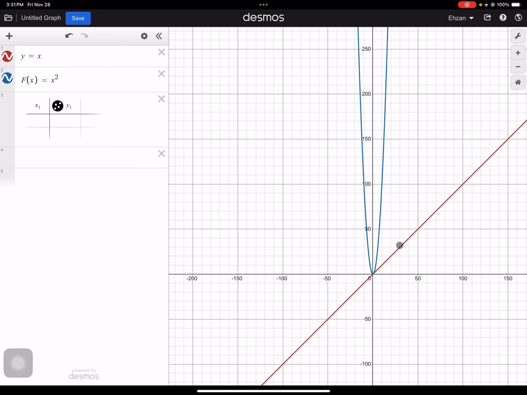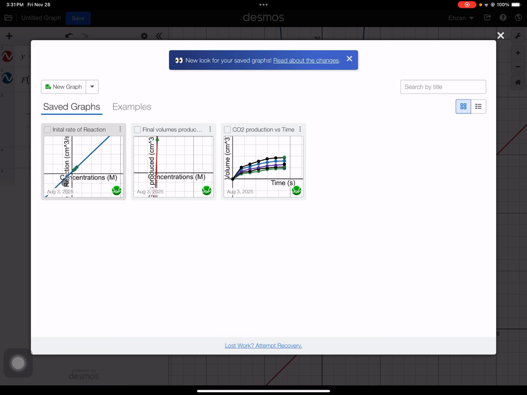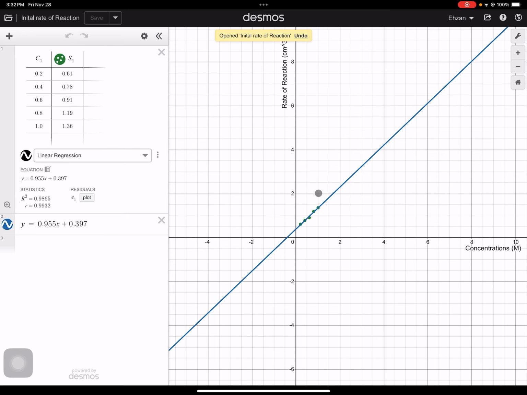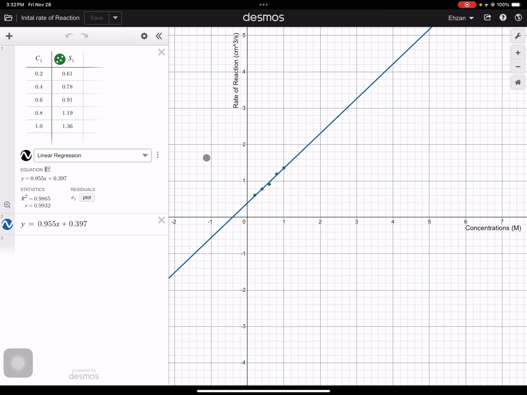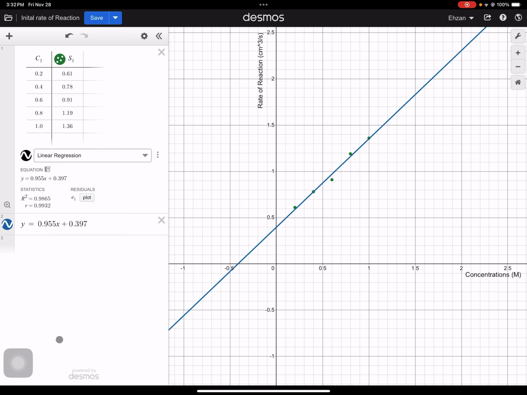So yeah, that's Desmos, a simple introduction there. But I do want to show you guys a couple other things. So for example, we have this. I use this for my IA stuff, like different chemical graphs that I had here. So I had a simple rate of reaction graph here, and I had a line of best fit right there as well. So it's a pretty straightforward linear regression line.